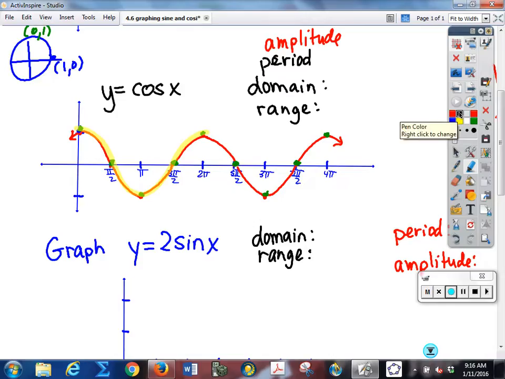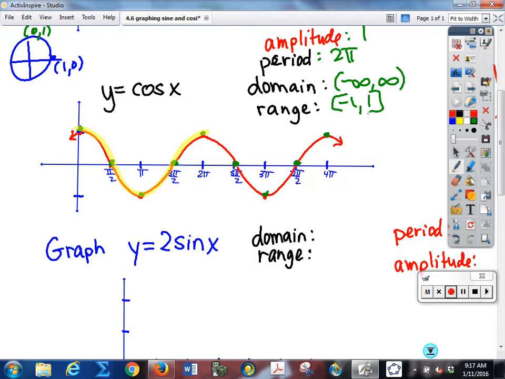Domain is going to be the same thing. All real numbers. The period on cosine is the same as pi, just your regular cosine. Amplitude, same thing, up and down from 1. And the range, same thing on your basic ones, -1 to 1. Okay?